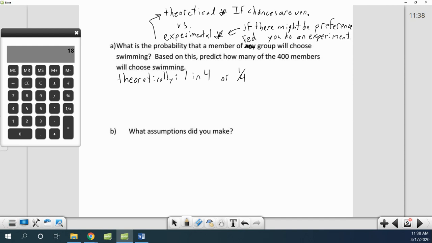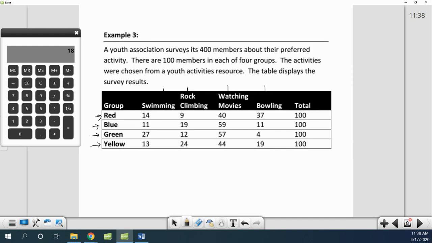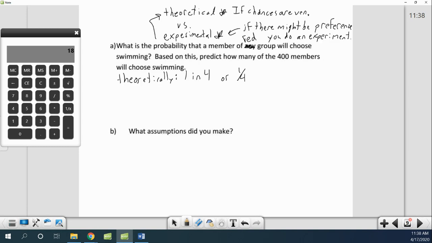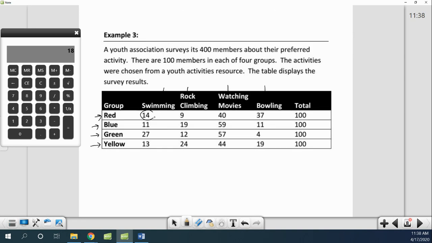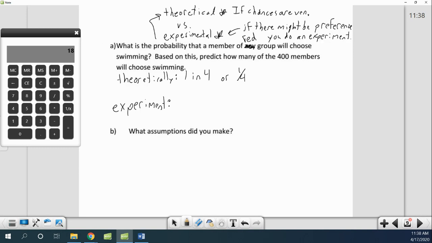It doesn't make sense to run an experiment in that case. In this case, though, we're looking at people's preference as to what activity they like. Doing an experiment, aka asking a survey, makes the most sense. So what was the red team's experimental probability? What was the probability from the experiment? We're looking for swimming. So in the red team, there were 14 people swimming and 100 in total. So 14 out of 100. Or, yeah, times 100. Whoops. I timesed it by 10. Clear that. So that's just 14%. Percent means out of 100. I probably didn't need to punch all the math in there.